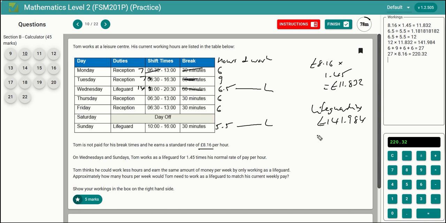Okay, so let's write that down. So I'll just put for reception, £220.32. So the total he earns in a week is going to be these two numbers added together. So let's go for 141.984 plus 220.32. So the total comes to £362.304. I'll keep the 4 there. Okay, so this is how much that Tom gets in a week.